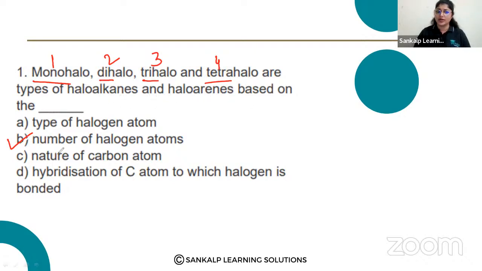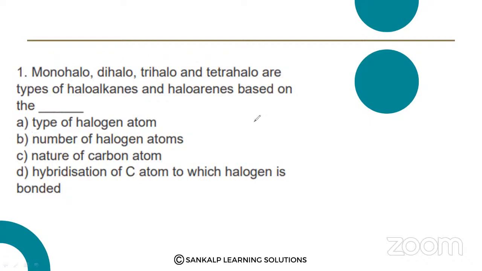So these are the types of haloalkanes and haloarenes, and they are asking what they are based on. It is based on the number of halogen atoms. Understood? The question is clear now.